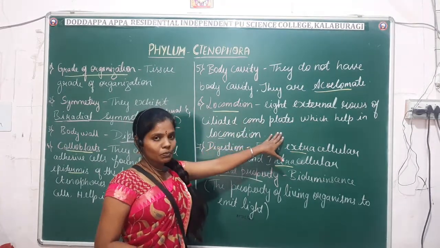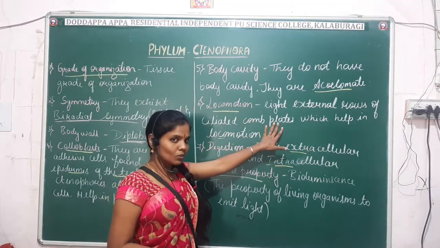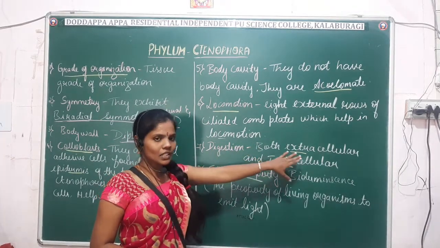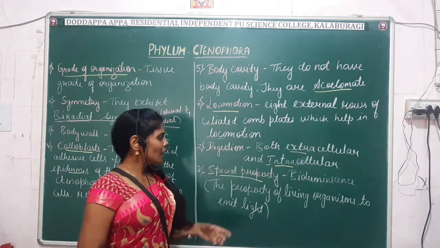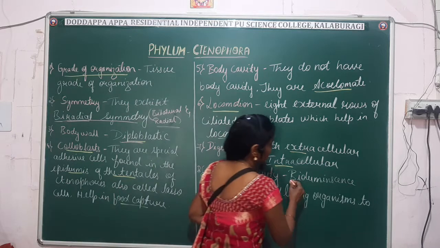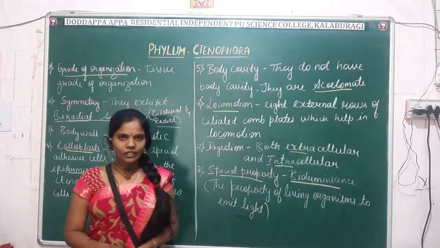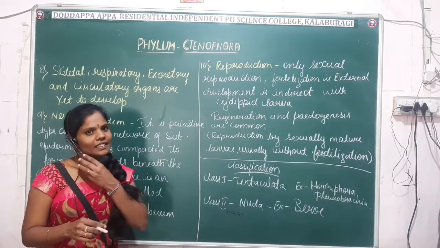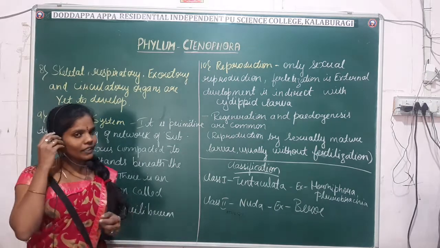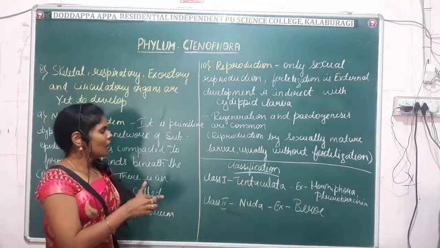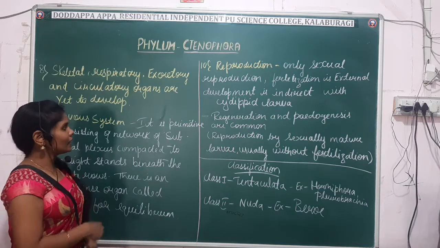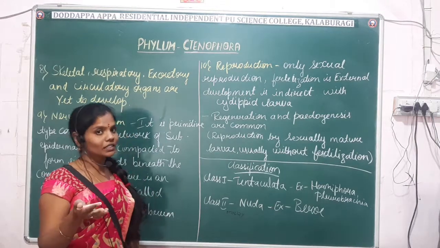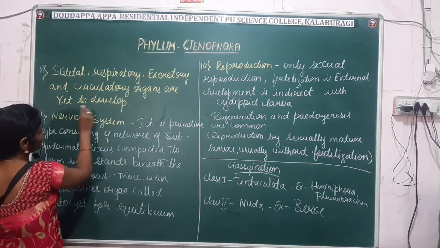Locomotion: comb plates help in locomotion. Digestion is by both methods, extracellular and intracellular. They are bioluminescent animals, meaning they emit light. Next we'll move on to another character of phylum Ctenophora. The skeletal system, respiratory system, excretory system and circulatory system are not yet developed; they are primitive.